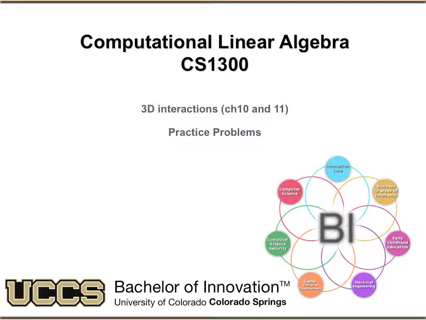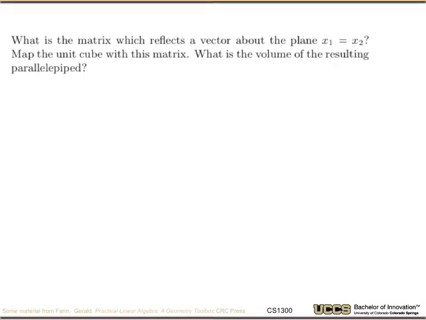Welcome to our practice problems looking at interactions in 3D, materials from chapters 10 and 11. So let's start with a simple question, or not a simple question, but a geometry question. What's the matrix that reflects a vector around the plane x1 equals x2?